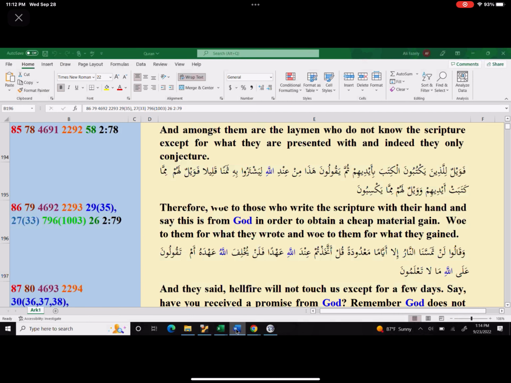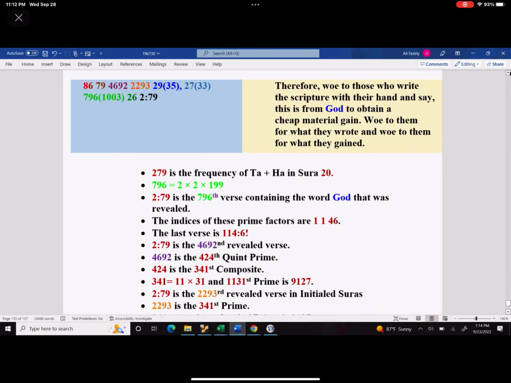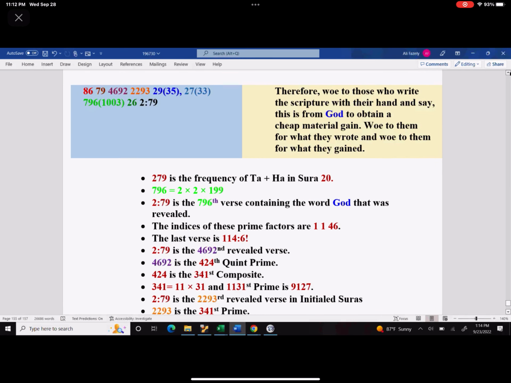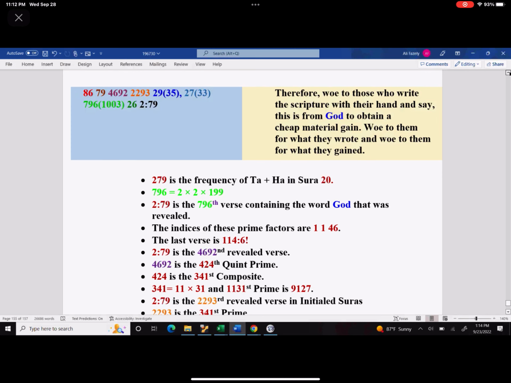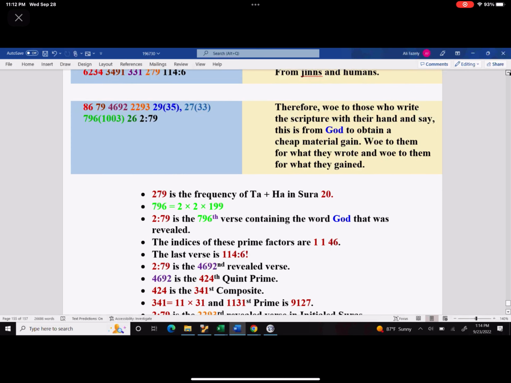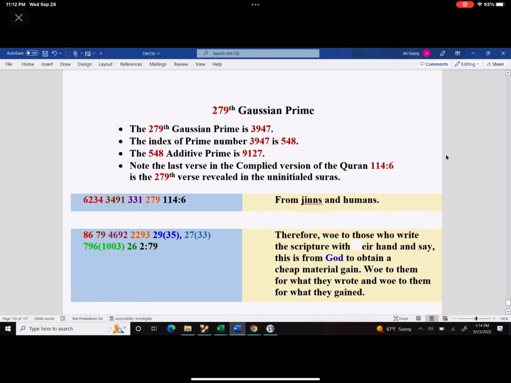Okay, so we go to this thing, and I've talked about this sometimes, so I'm going to reintroduce you to this. The 279th Gaussian prime is 3947. Okay, and if you look at the structure of 3947, it's very revealing, because what it tells you is that actually there are 7 chapters in between 39 and 47.